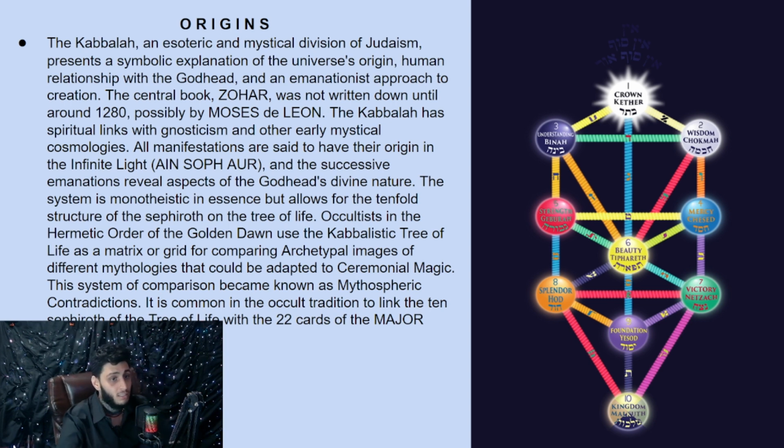The occultist and Hermetic Order of the Golden Dawn used the Kabbalistic Tree of Life as a matrix or grid for comparing archetypal images of different mythologies that could be adapted to ceremonial magic. This system of comparison became known as mythospheric correspondences. It is common in the occult tradition to link the 10 Sephiroth of the Tree of Life with the 22 cards of the major arcana of the Tarot.